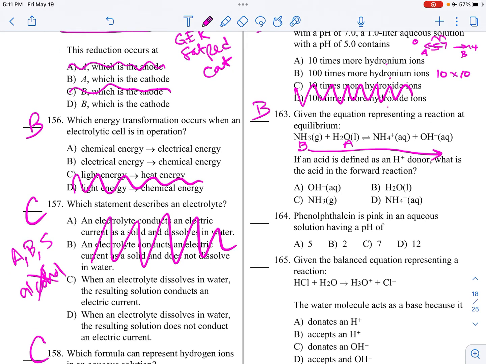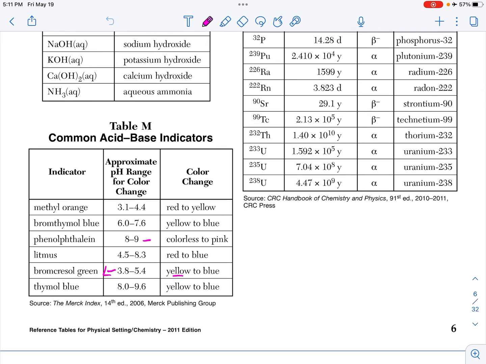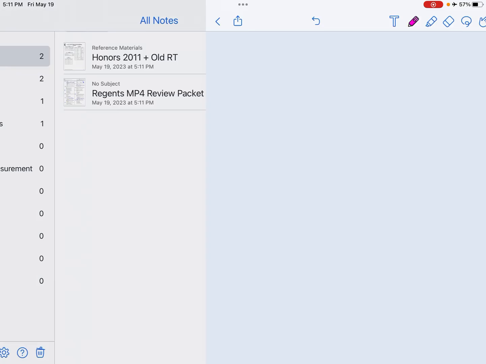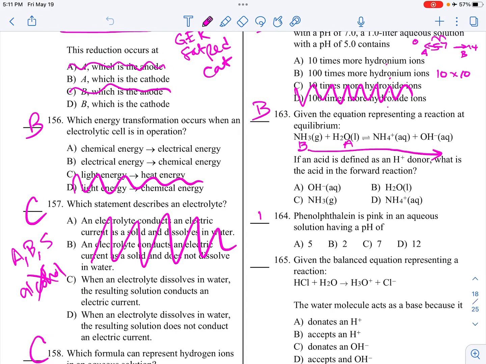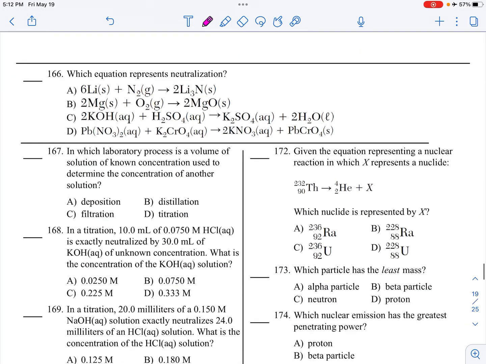Phenolphthalein is pink in an aqueous solution having a pH of, so phenolphthalein would be pink anything 9 and higher. So 9 and higher would be D. Given the reaction, the water molecule acts as a base. So the Bronsted-Lowry theory: bases accept, acids donate. So bases must accept, but accept what? Protons. That's Bronsted-Lowry theory. A lot of times they call it the alternate theory.